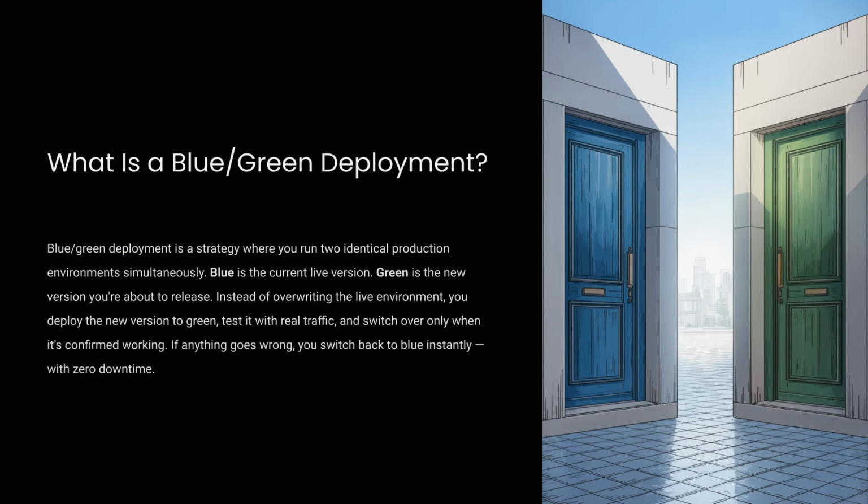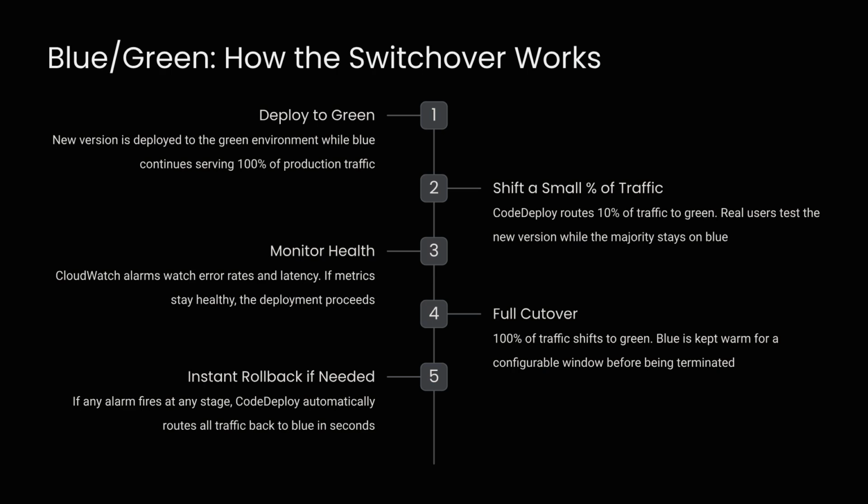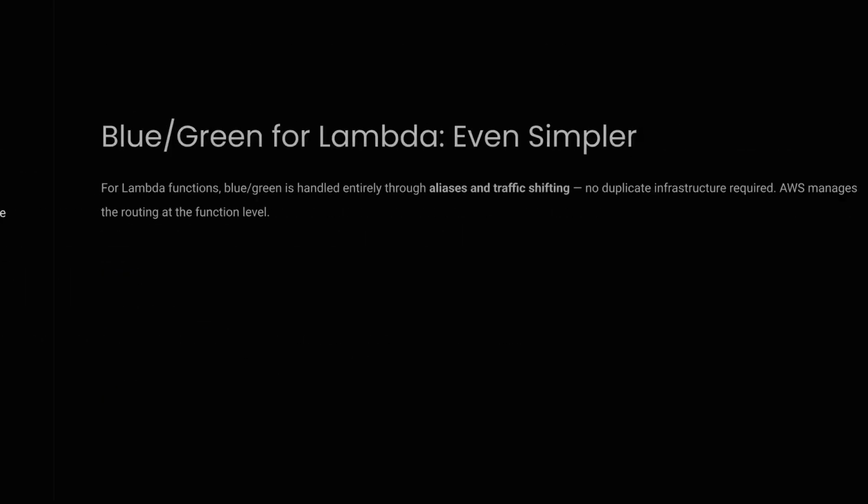This enables instant rollback with zero downtime if anything goes wrong. The switchover process involves 5 steps. First, deploy to green. Second, CodeDeploy shifts a small percentage of traffic, typically 10%, to green. Third, monitor health using CloudWatch alarms for errors and latency. Fourth, a full cutover shifts 100% of traffic to green. Finally, instant rollback is possible if any alarm fires, routing all traffic back to blue in seconds.